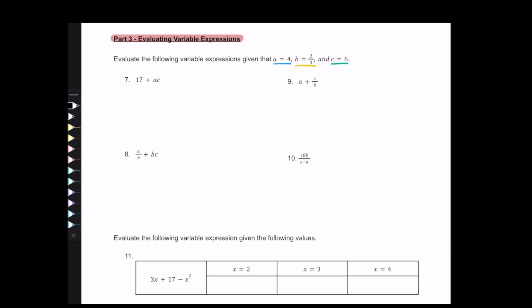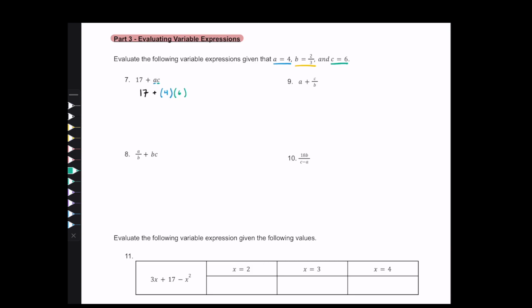So I'll try to use a neutral color here. So 17 for constants plus A, which we know is 4. So I'm going to substitute that in. That's going to be a 4. And then C is going to be 6. So let's multiply that by 6. Again, that blue one here was A, and the green one here was C.